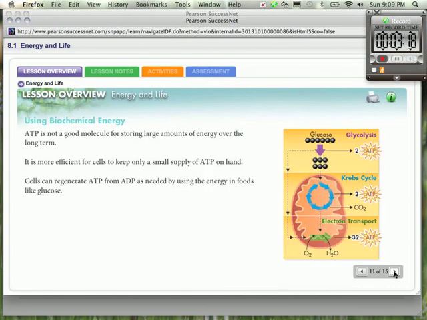ATP is not a good molecule for storing large amounts of energy over the long term. It is more efficient for cells to keep only a small supply of ATP on hand. Cells can regenerate ATP from ADP as needed by using the energy in foods like glucose.